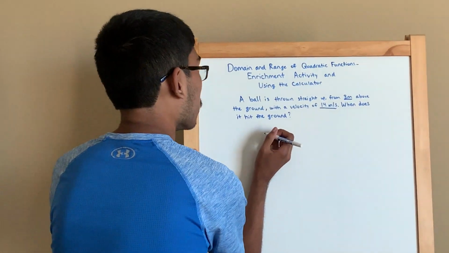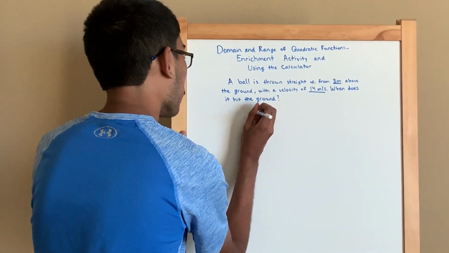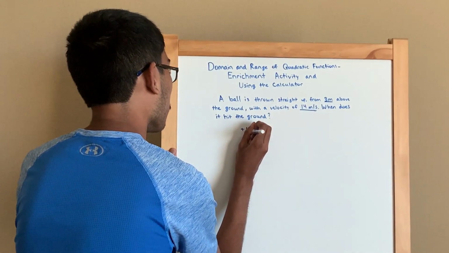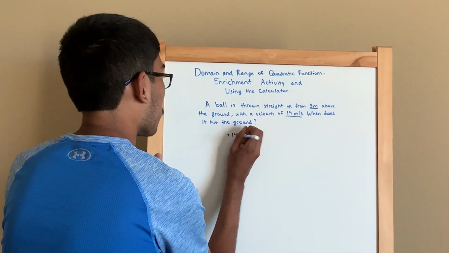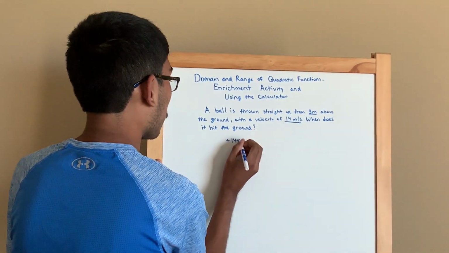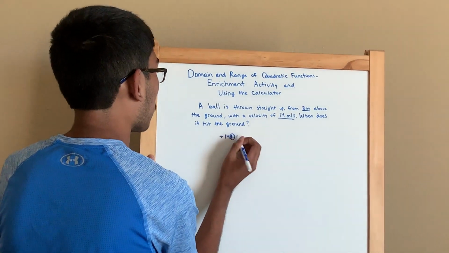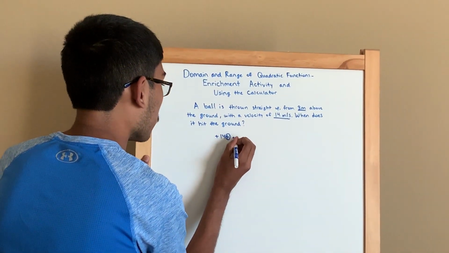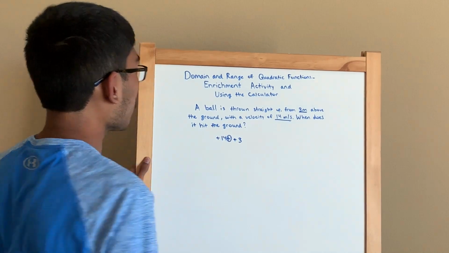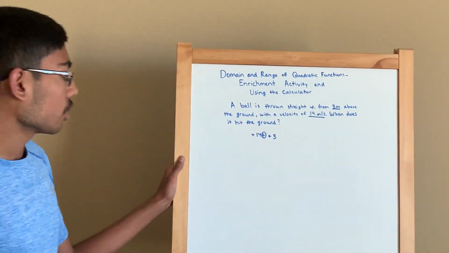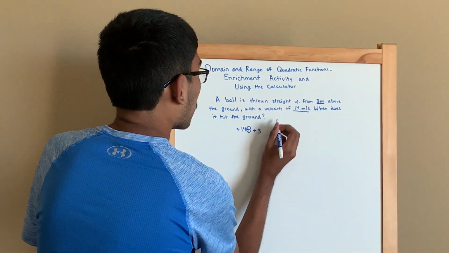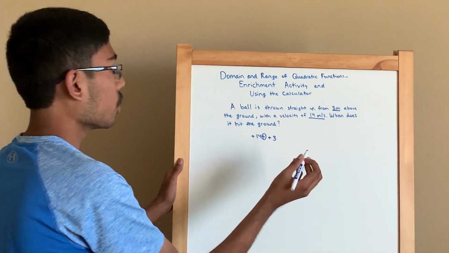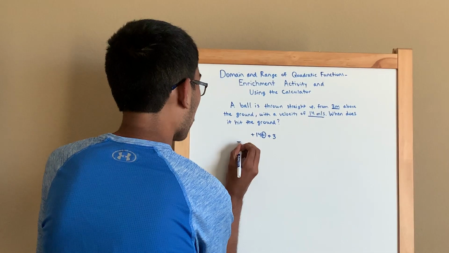Now how you're going to do this is, you have 14t, because of the meters per second, we're going to use t as time, and then we have 3. But how are you going to get your t squared? Simply what you need to do is, since you know this is going downwards, it's negative.